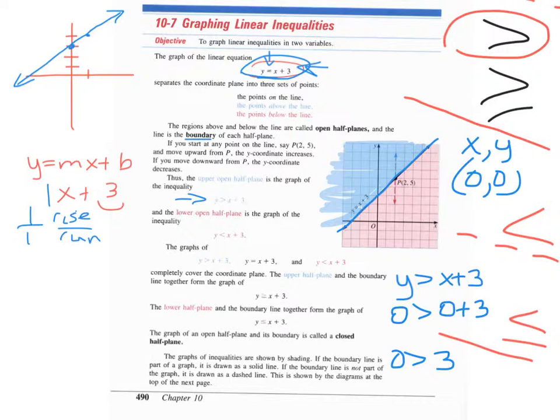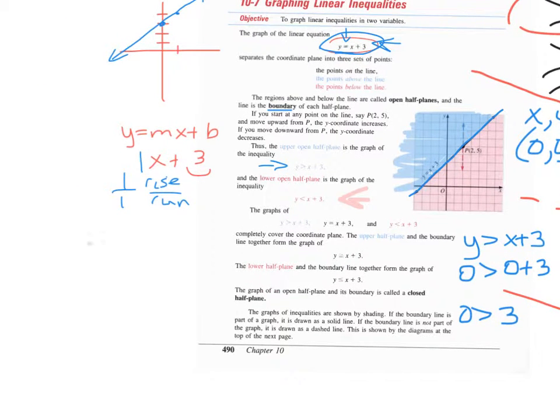It would be white. Now, if it were less than what they have here, and you plug it in and change that symbol, now if you do 0 less than 0 plus 3, this is a true statement. So this inequality would be the bottom half of the graph. So you're going to graph a boundary line, and then you have to decide, do I shade the top or the bottom? Let's try.